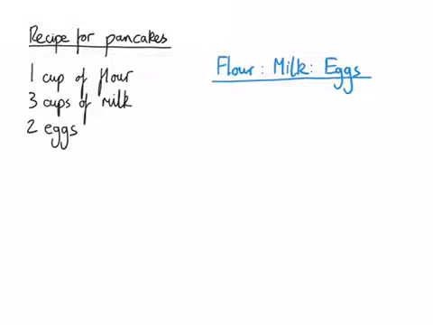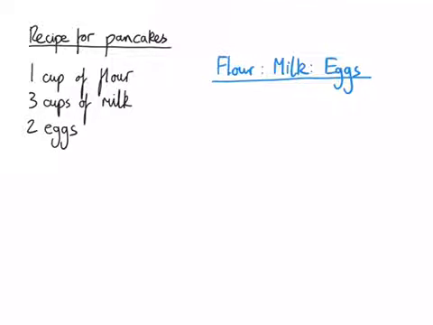One of the times ratio is useful is if you're doing something like a recipe, and so you might say things like you need 3 times as many cups of milk as you do cups of flour, or for every 1 cup of flour you need 3 cups of milk, or you need 1/3 of the amount of flour as you do the amount of milk. And then this can help us think about how to alter those amounts.